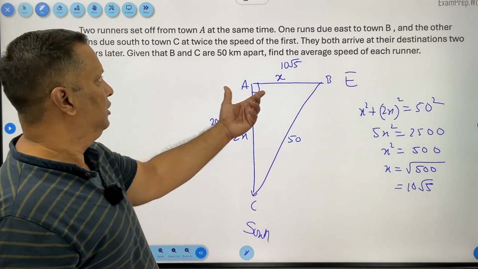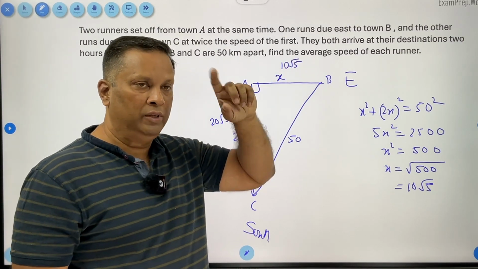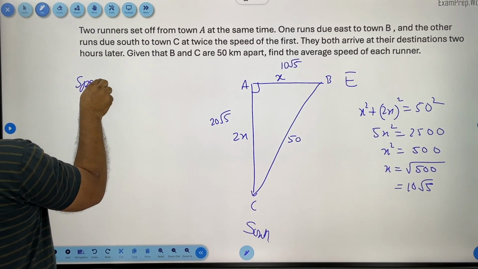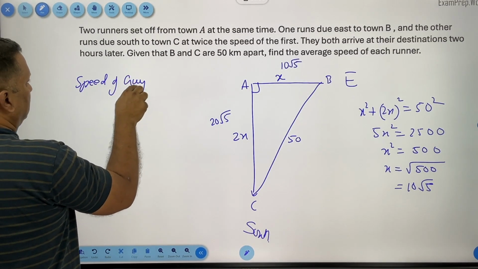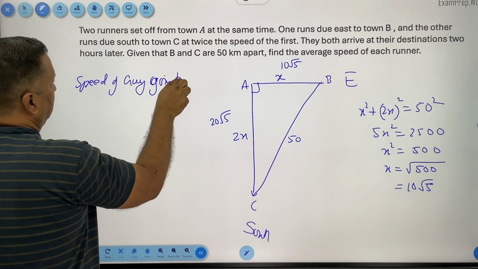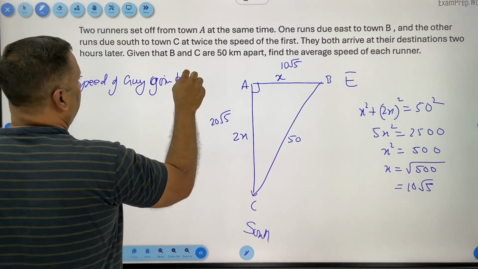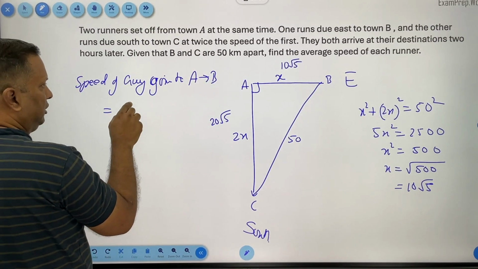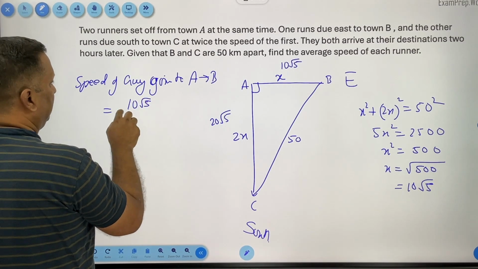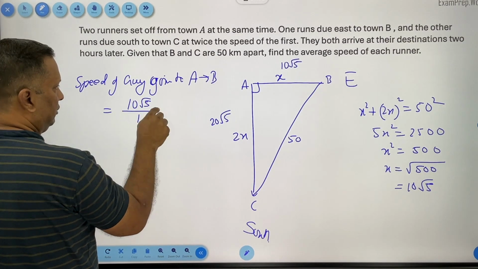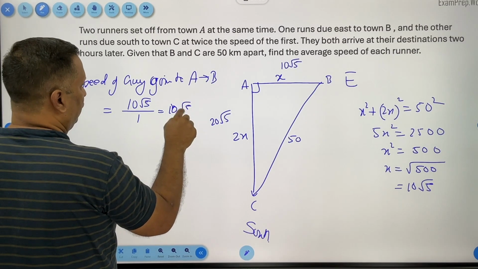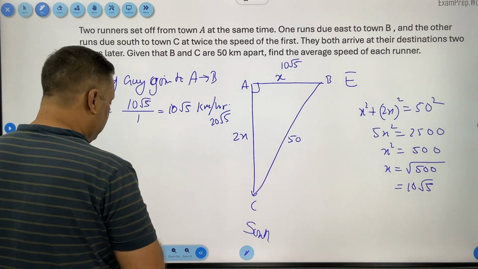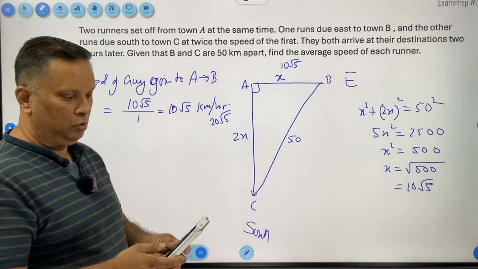So we have to find the average speed. This distance we know is 10 root 5 kilometers in 2 hours. So the first guy, the speed of the guy going from A to point B, is distance by time. Distance is how much? 10 root 5 divided by time, 1 hour, which is 10 root 5 kilometers per hour. You can calculate root 5 and multiply by 10 to get decimal values.